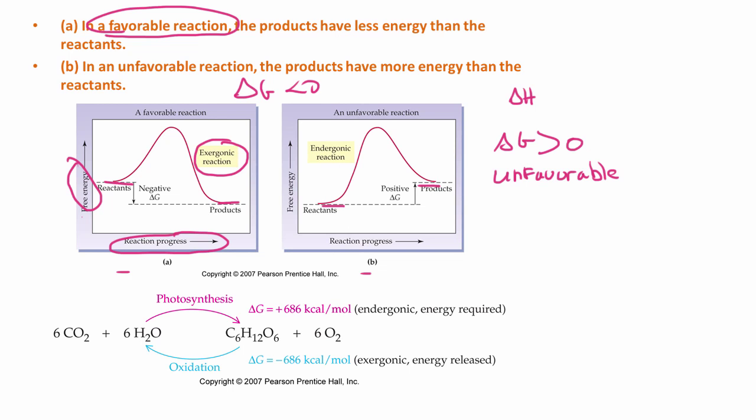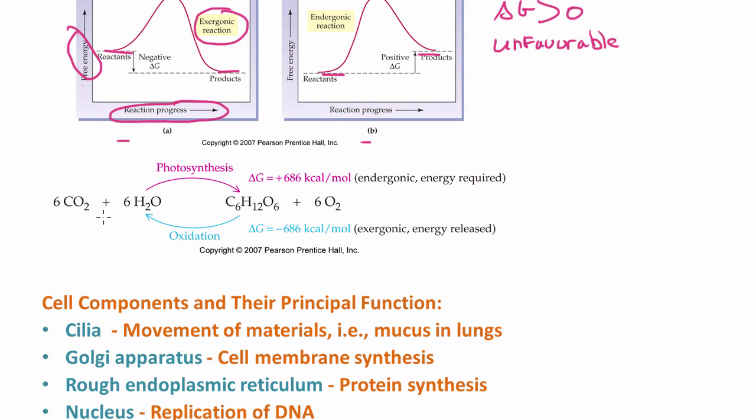So for example, if we look at photosynthesis, here we have carbon dioxide and water. So this is photosynthesis going to the right.